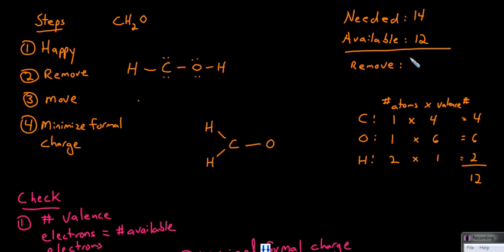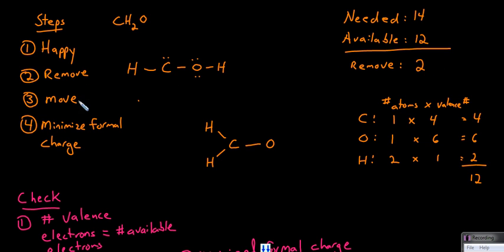The number that we need to remove is the difference between needed and available. Needed minus available, 14 minus 12, is 2 electrons need to be removed from this structure. All right, so go ahead and erase 2 electrons.